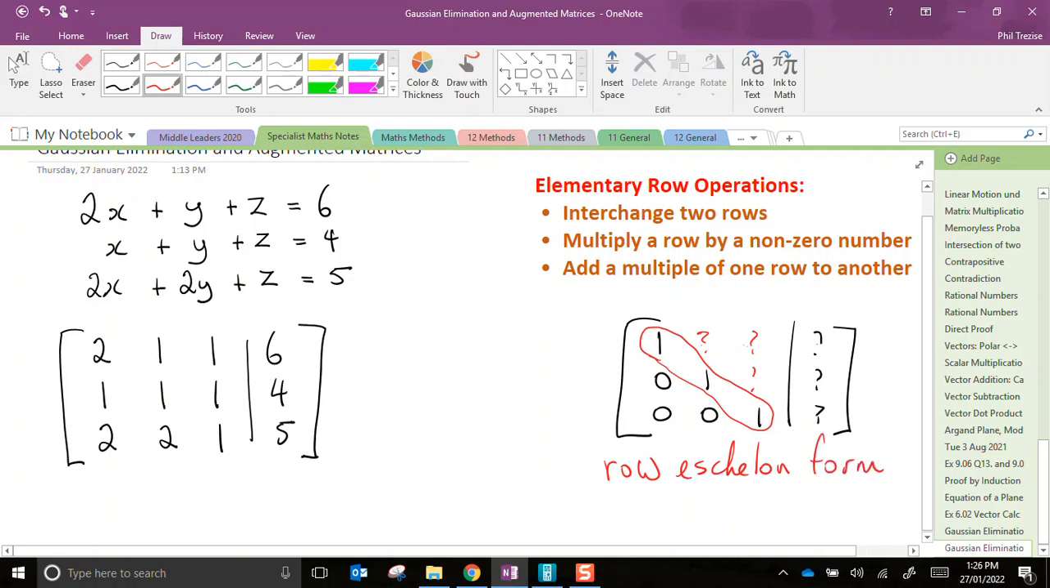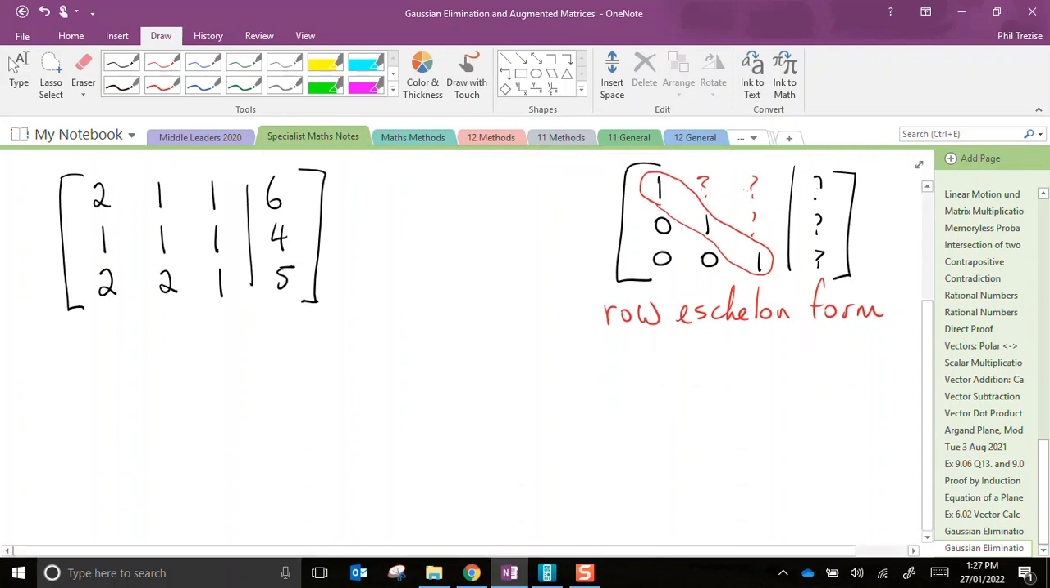That's it. So if we can get to row echelon form, we're doing well. And we're only allowed to use those elementary processes. Look, I think the first thing I want to do is switch row number 2 with row number 1. That way, I'm going to immediately get this value of 1 sitting in the place where I need it to be. So let's go ahead and do that.